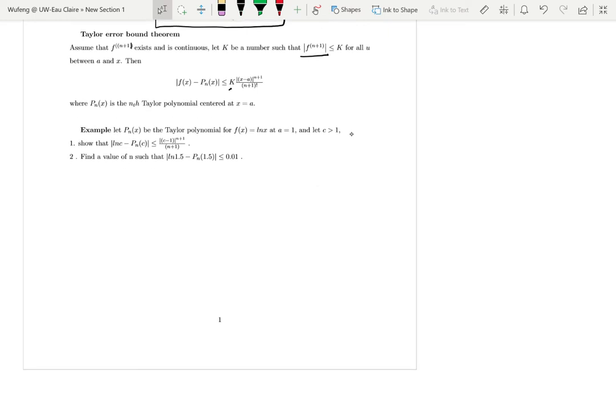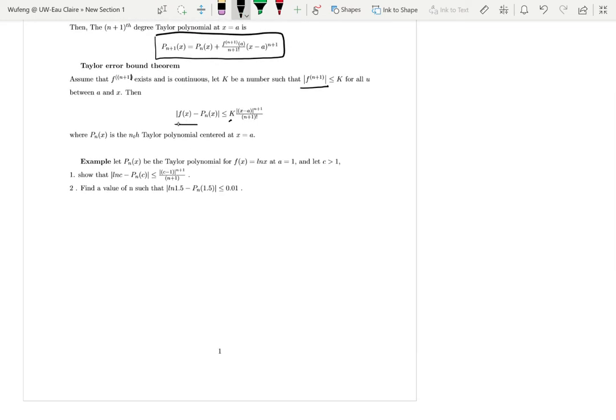So let's look at an example. How are we going to apply this theorem to estimate the Taylor polynomial? Let P_n(x) be the Taylor polynomial of f(x) = ln x at a = 1, where c is bigger than 1. Show that |ln c - P_n(c)| is less than or equal to (c - 1)^(n+1) over (n+1).